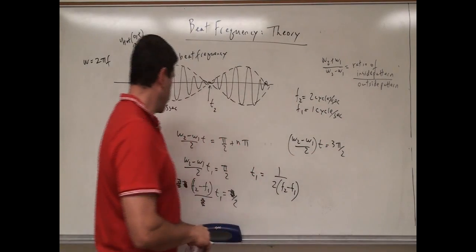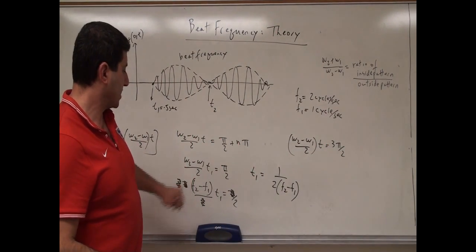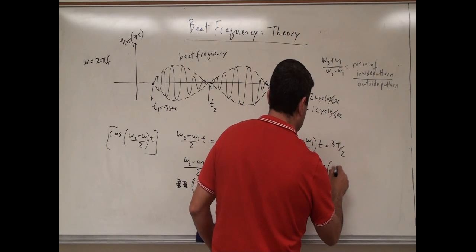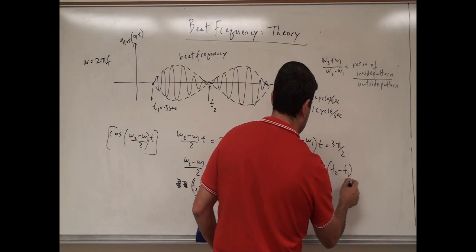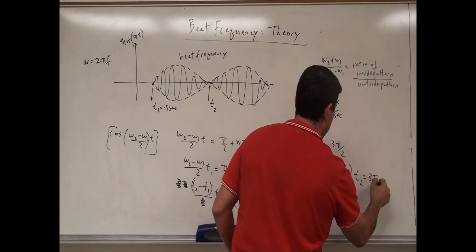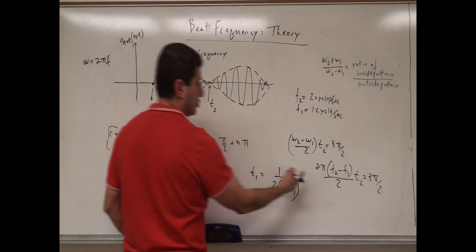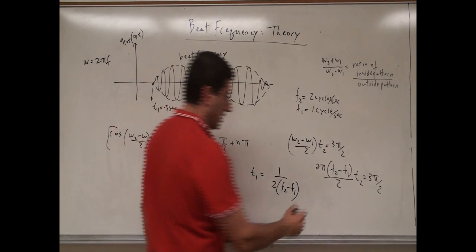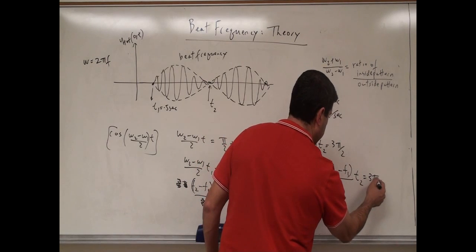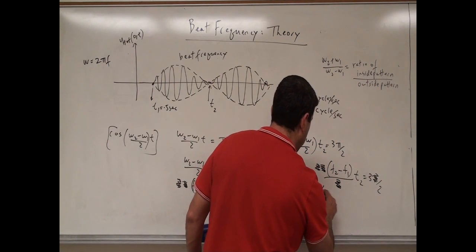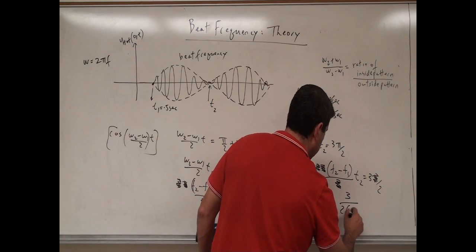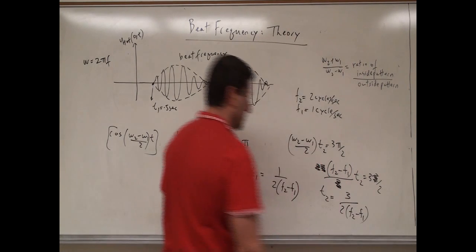And again, we're going to use the fact that omega is 2 pi f. So we can say 2 pi (f2 minus f1) over 2 times t2 equals 3 pi over 2. This one we're calling t2, so I'll put the subscript t2. Then the 2 cancels the 2, pi cancels the pi, and we can solve for t2. t2 is equal to 3 over 2(f2 minus f1), right?